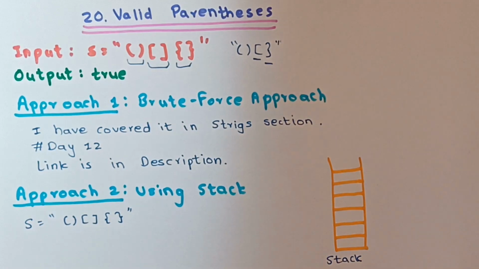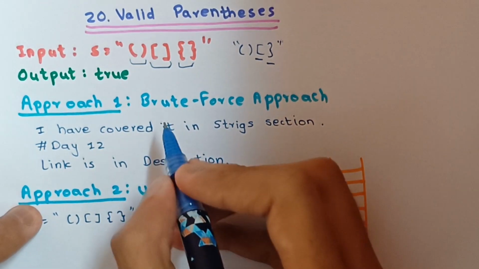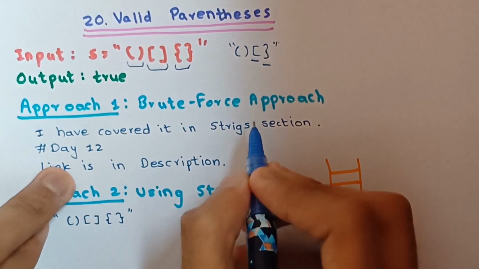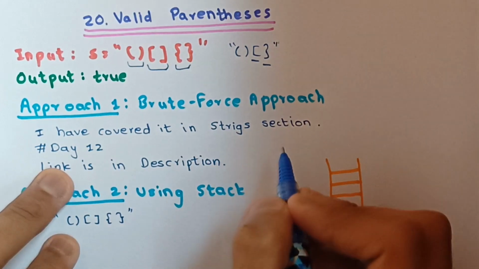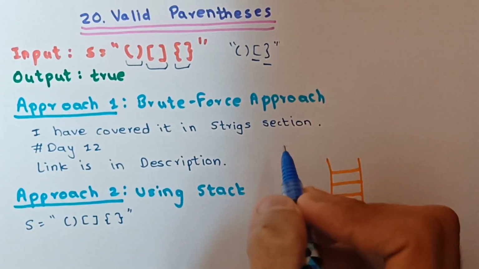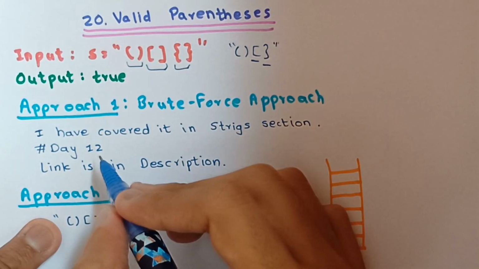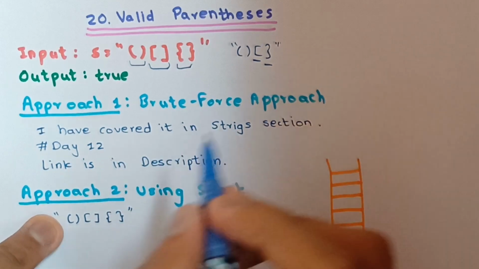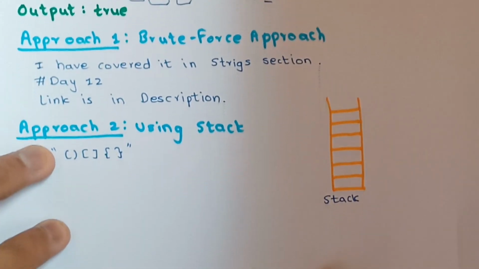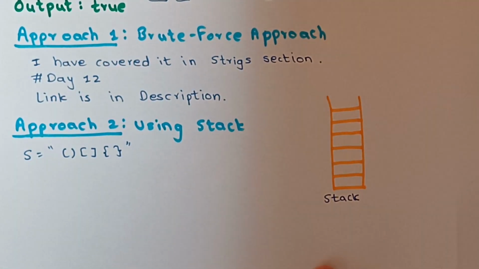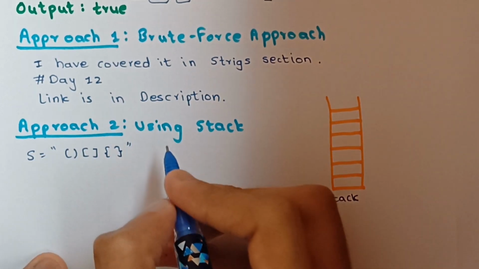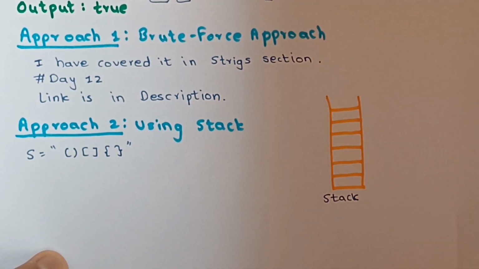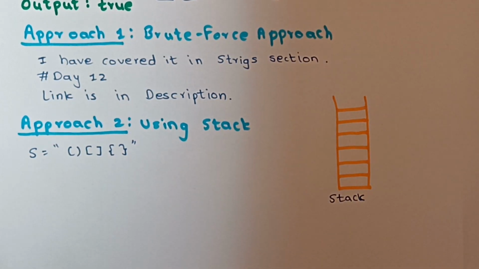So let's understand approach one, which is the brute force approach. I have covered this brute force approach in the string section of the 100 Days of Code DSA challenge. You will find it in day 12, and I will give the link in the description. Let's dive directly into approach 2, which is the optimal and efficient approach using a stack. From today we are starting our stack section.